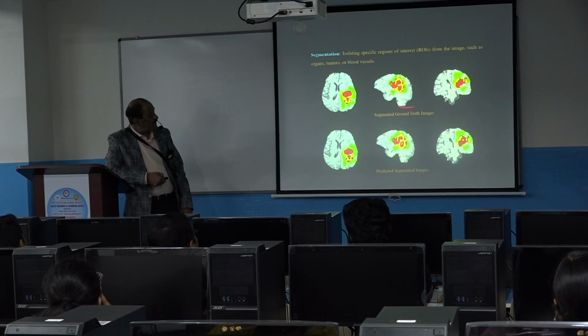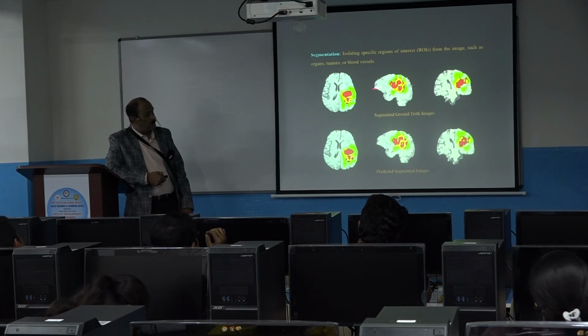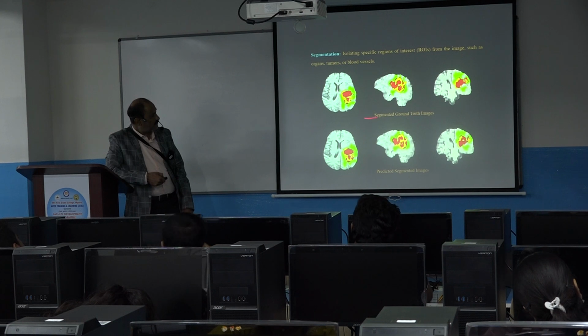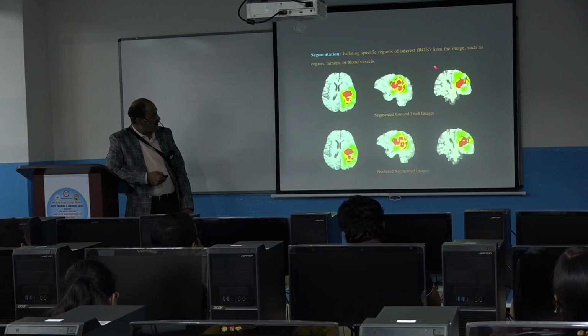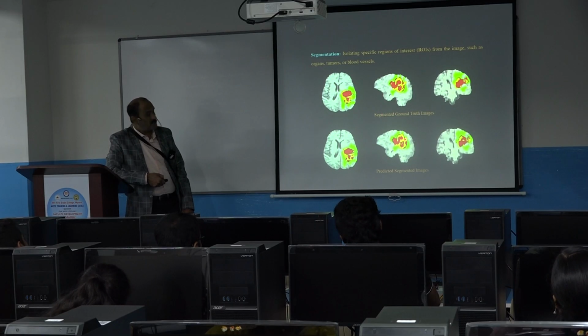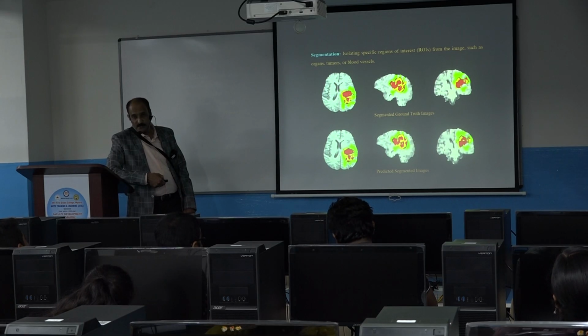Segmentation is another very interesting topic in medical applications, particularly in research. So this is the image, and the doctor is interested in extracting this particular portion. That is what is called segmented ground truth images and predicted segmented images. This is the ground truth and this is the machine segmented image, and by comparing these two, we can understand how intelligent the machines are in segmenting the region of interest, which is used by the doctors to make a decision, followed by a particular prescription, etc.